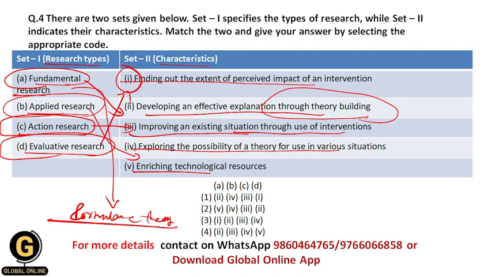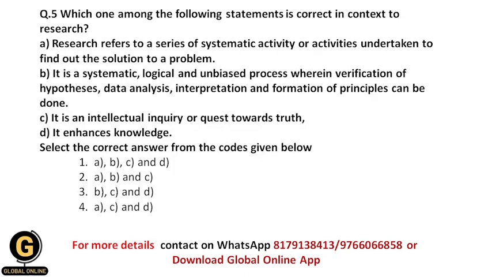And enriching technological resources, so this thing basically does not occur in any kind of research type. And whenever we want to enrich the technological resources, this is basically, you can say, whenever we collect any data for a research, so this thing comes under that. Okay, that's why this option is not associated with any kind of research type, and that's why this gets eliminated. Okay, so the correct answer should be 1, because here A will go for 2, B will go for 4, C will go for 3, and D will go for 1. Okay. Next is, which one among the following statements is correct in context to research?